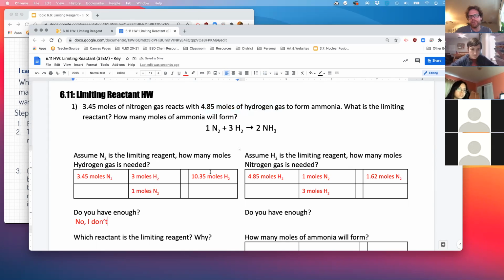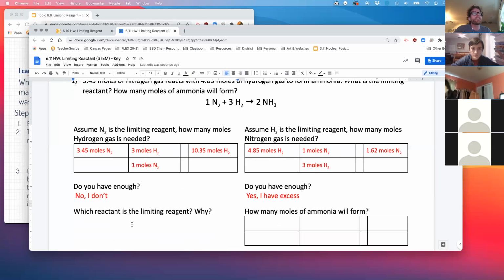Let's see the opposite of that. Let's say you chose hydrogen gas and you're like, hey, listen, I think hydrogen gas is the limiting reagent. If I start with hydrogen gas, how many moles of nitrogen gas would I need? Oh, okay. Well, I would need 1.62 moles of it. How much do I have? Oh, I have 3.45 moles. Yes, I have excess. So whichever one you choose will either tell you if it's limiting or if it's excess, and then the other one is the opposite. You know what I mean?